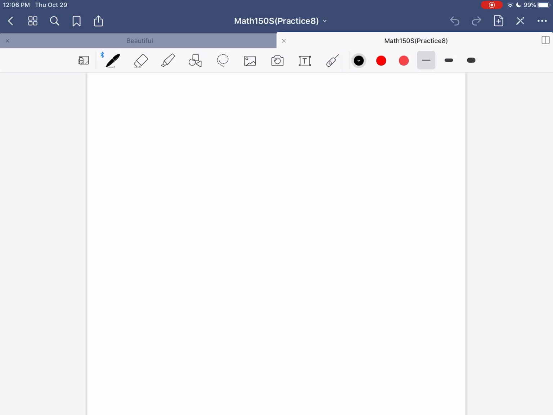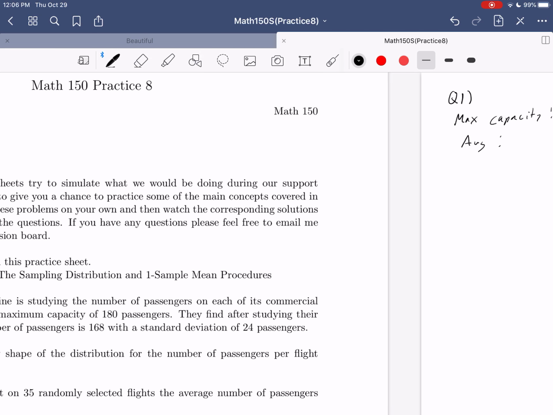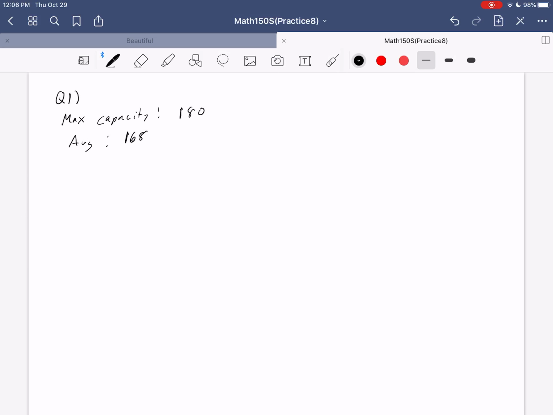To quickly summarize the information that we have for question 1, we know that the max capacity is 180, the average, if we go back, was 168, and the standard deviation was 24. So the first thing we'd like to do is talk about the shape. Again, for possible shapes, it could be left skewed, right skewed, normal, or uniform.